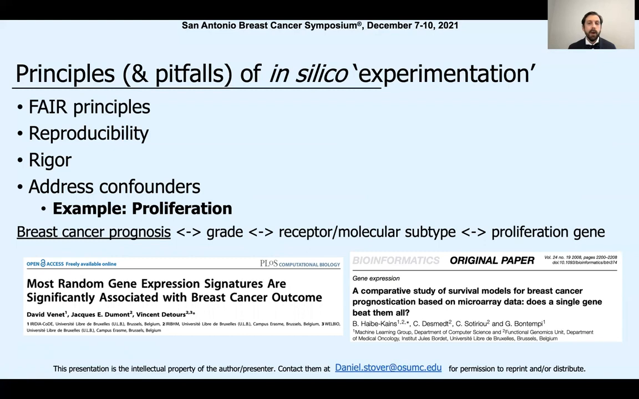I think that this was brought very well into focus over the last decade, particularly in a couple of papers, one by David Venet and another by Benjamin Haibe-Kains, where they showed that either random gene expression signatures, often those that correlate with proliferation, or a single proliferation gene can be associated with breast cancer outcomes, thus reinforcing the importance of understanding what the confounders are and accounting for them.